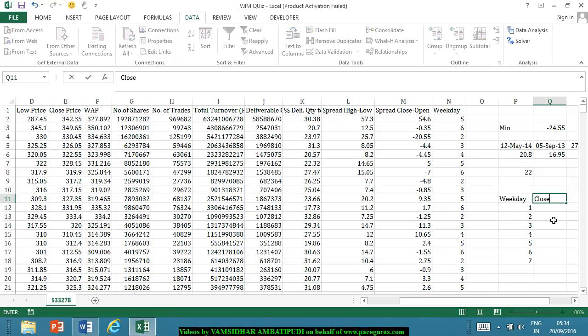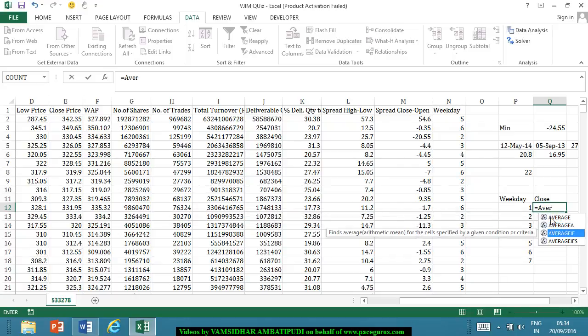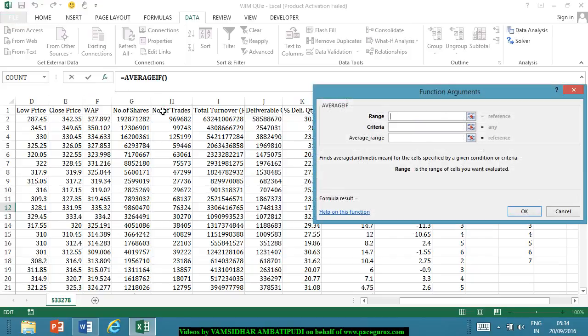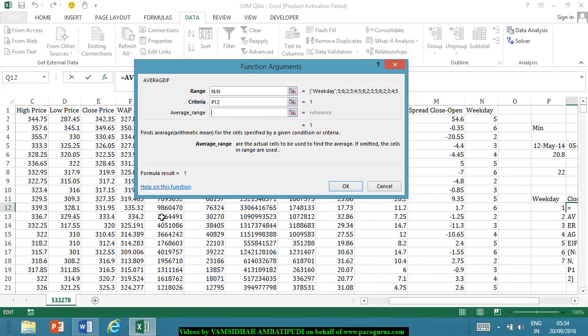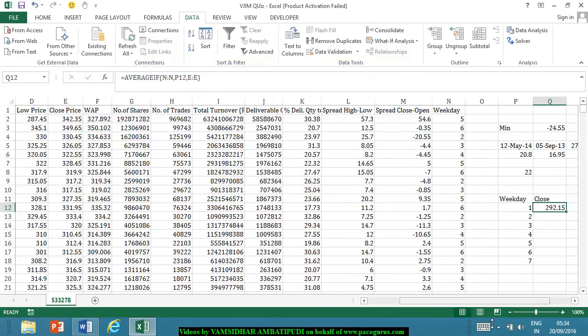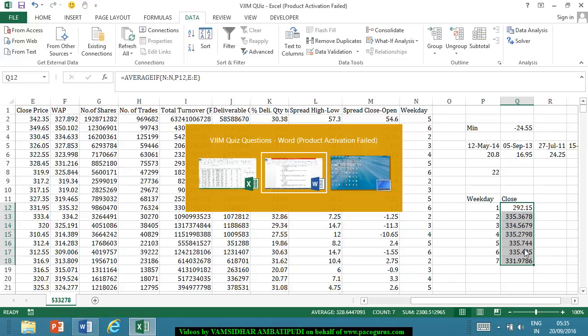So closing price. And I wanted the average. So I'll use average if. I'm using average if. The range is within this. The criteria is this particular weekday. I want to find the average closing price. So the average closing price on a Sunday is this much. Average closing price on a Monday, Tuesday, and so on are this much.